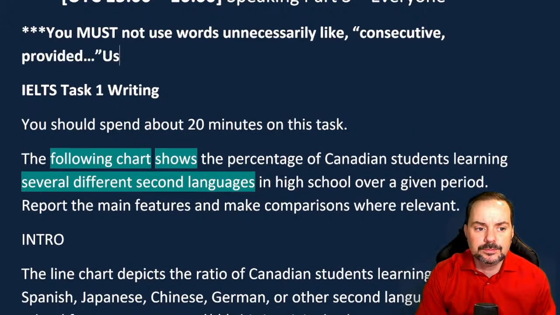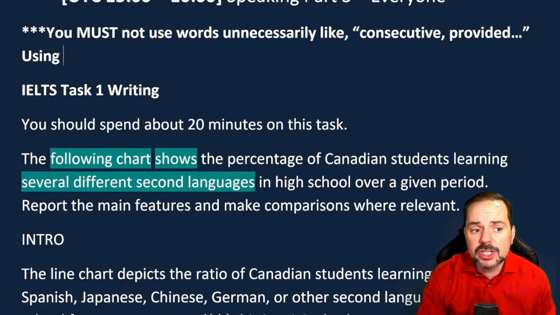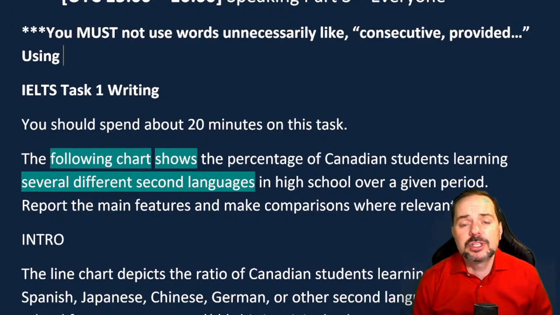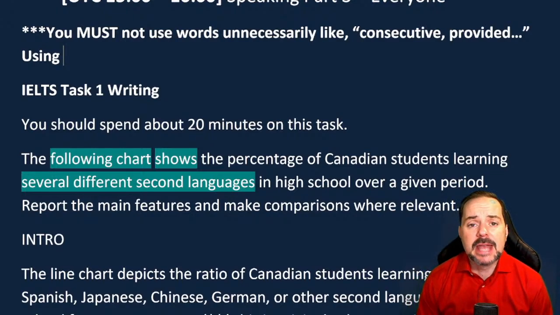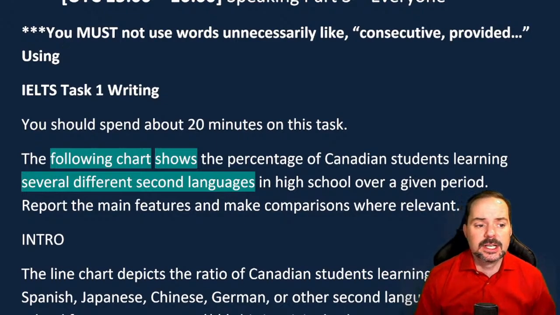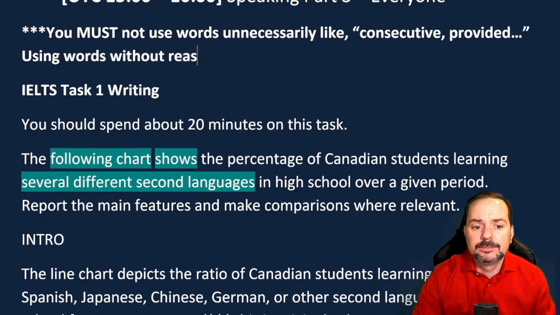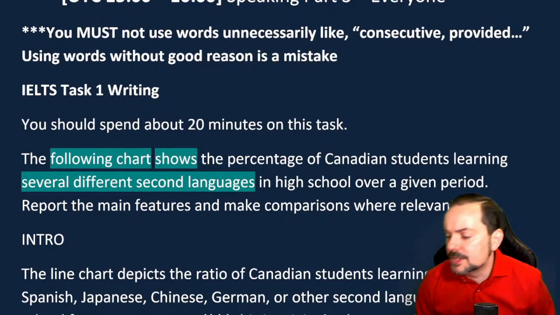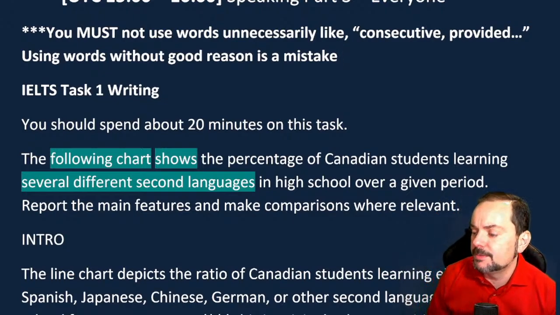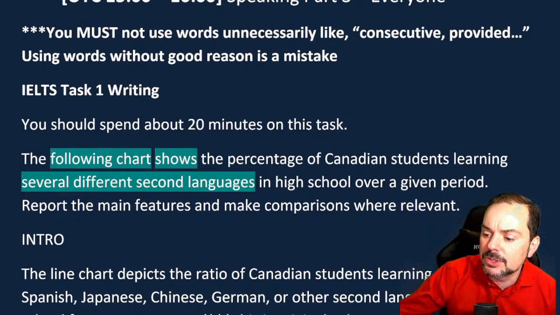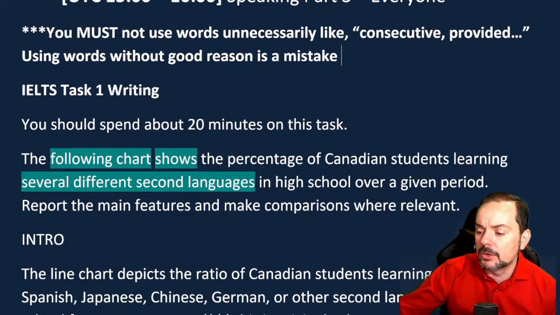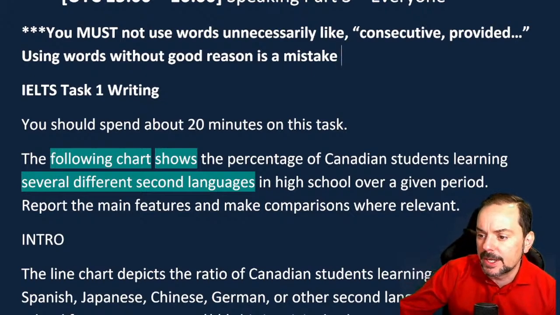So using words, and it's not actually a small mistake. Especially when you get into professional writing and academic writing, it's not a small mistake to use words unnecessarily. So using words without reason, without good reason, is a mistake. Does anybody know what that's called, by the way, before I even tell you? Members, do you know what that mistake is called when you're using unnecessary words in your writing?